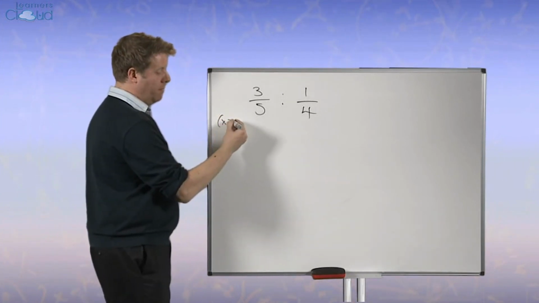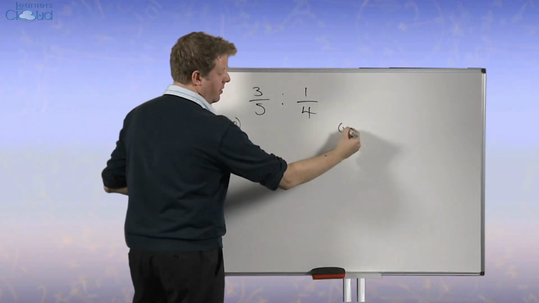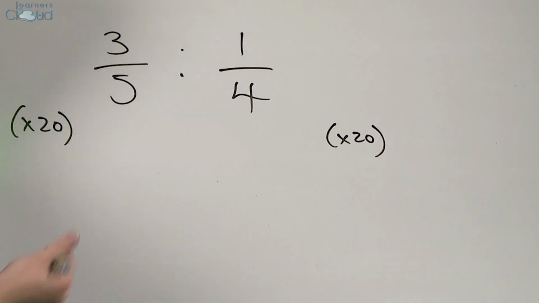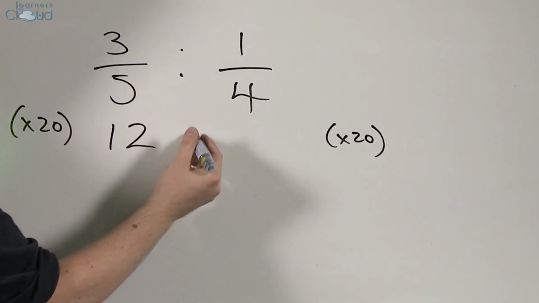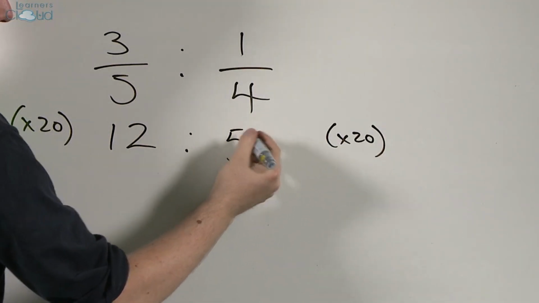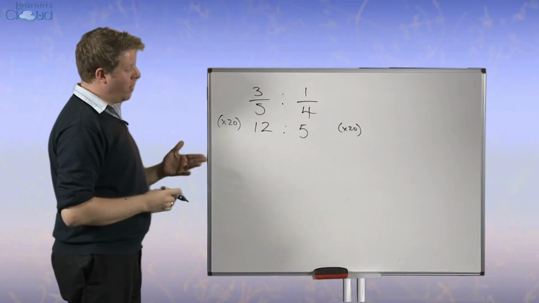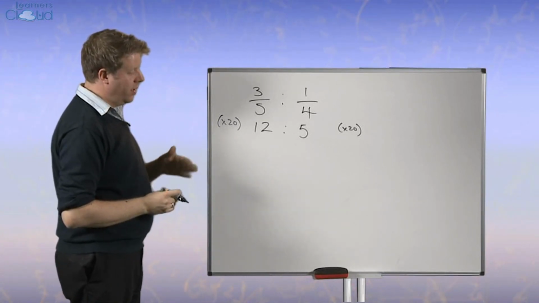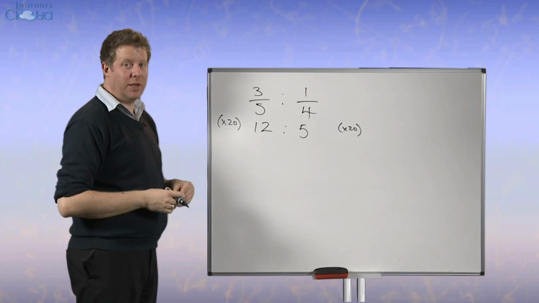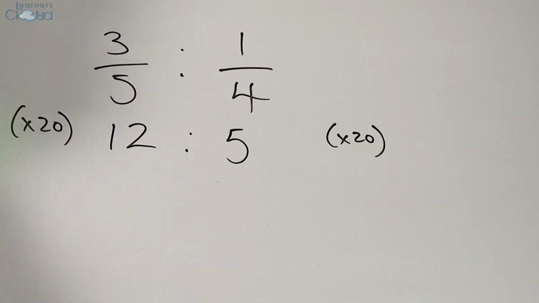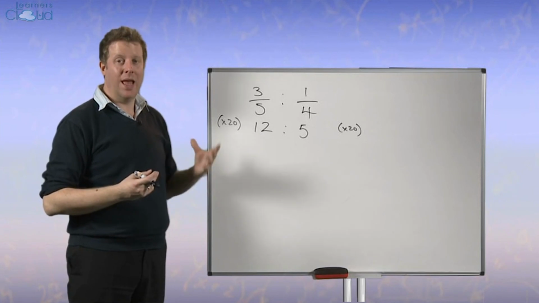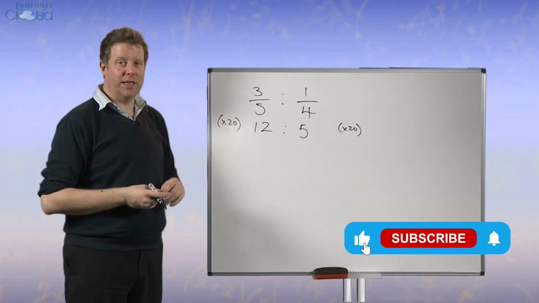So I'm going to multiply both of them by 20, which will give me 12 here and 5 here. So my ratio now is 12 to 5. And that is already in its simplest form. When you want to get rid of two denominators, multiply by the lowest common multiple of the two numbers, and then it will get rid of both denominators at the same time.